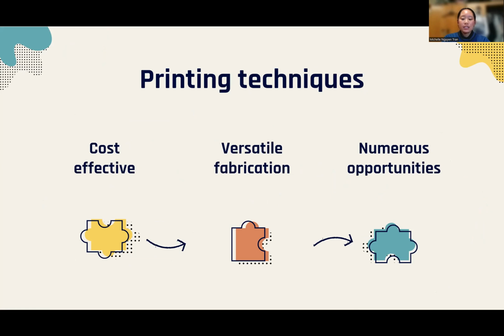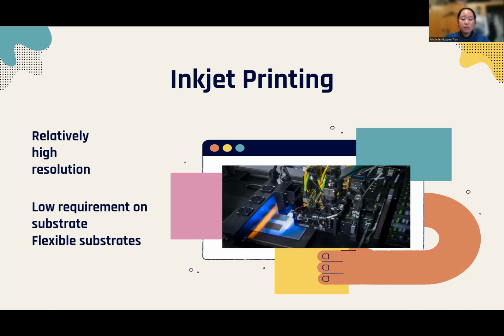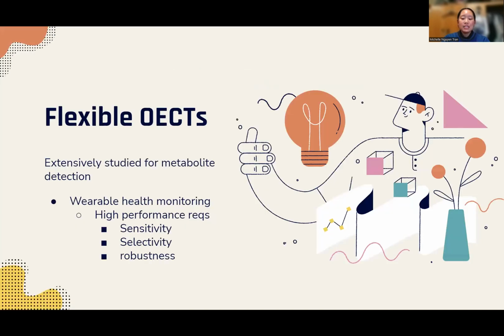Printing techniques are cost-effective, and their versatile fabrication methods provide numerous opportunities for large-area electronic component manufacturing. These typically have fewer steps and are compatible with unusual substrates. Inkjet printing is yet another popular method for producing OECTs. Because inkjet printing has a relatively high resolution and low requirement on substrate morphology, it has been used to fabricate OECTs. Flexible OECTs have been extensively studied for metabolite detection, and they show great promise for wearable health monitoring.